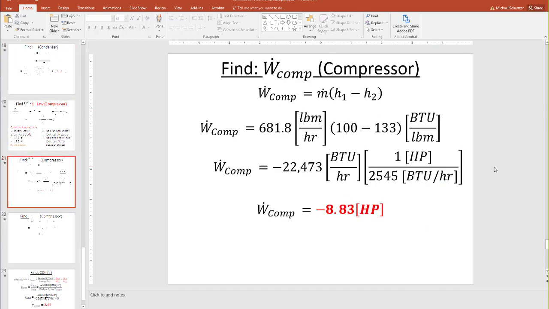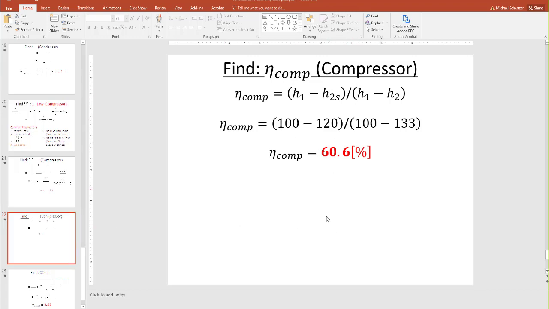For the power, you could leave this as BTU per hour. On a test, unless it specifically asks you for horsepower, you don't have to convert. But there are conversions on the equation sheet. Plus, it's an open book exam, so you could always Google the conversion between BTU per hour and horsepower. But here, when I put those numbers in, I get 8.8 horsepower.